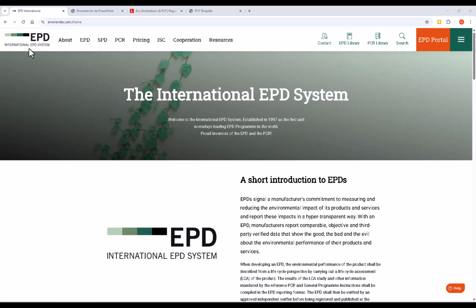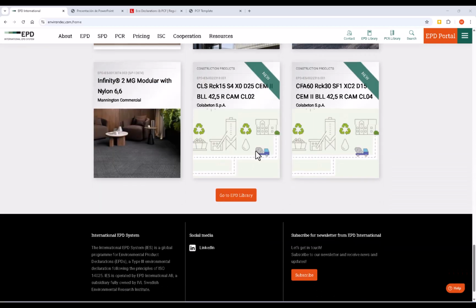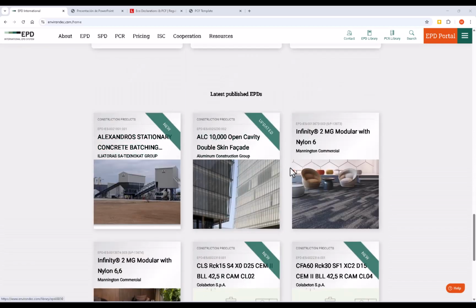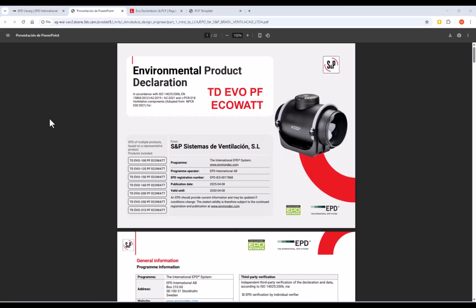So here we're on the International EPD System webpage. It's one of many online repositories for environmental product declarations. You can see some of the newer product declarations here. And of course, there's an entire library where you can search for EPDs for various products. So here we'll take a look at this one. This is, I believe, an air handling system or a fan used in an HVAC system.